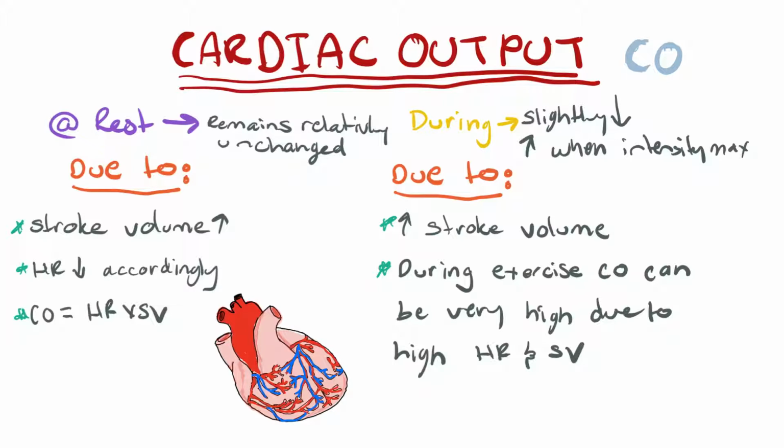So during exercise, our cardiac output can be very high due to a high heart rate and a high stroke volume. Now that's when we're at that high intensity level max. That's not when we're just training in our aerobic threshold or just below our anaerobic threshold. That's when we're really pushing the limits, when our heart rate has increased considerably and our stroke volume has increased considerably. That's when we're going to see a really big rise in our cardiac output. But generally it sort of remains the same or decreases a little bit during exercise if an athlete is training.